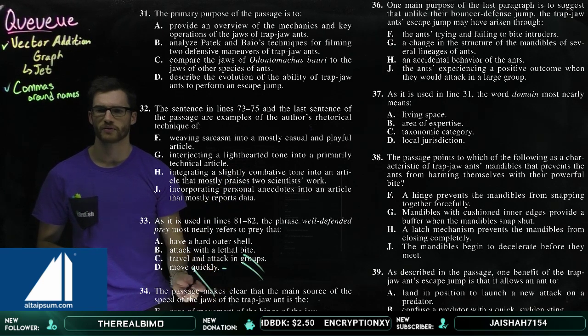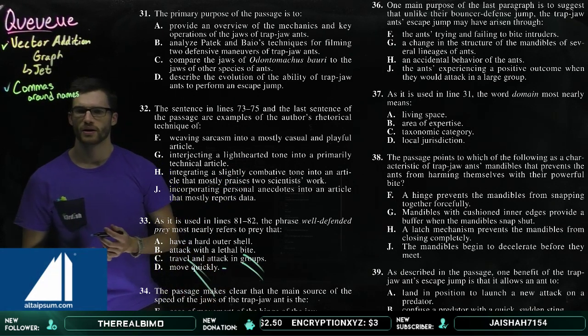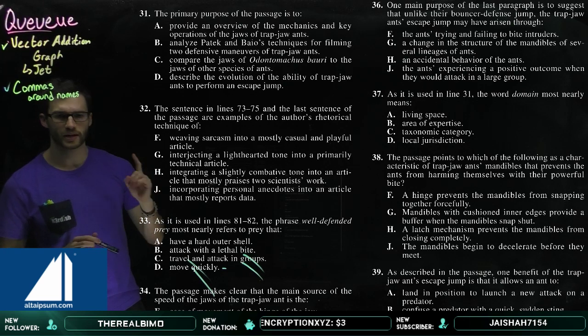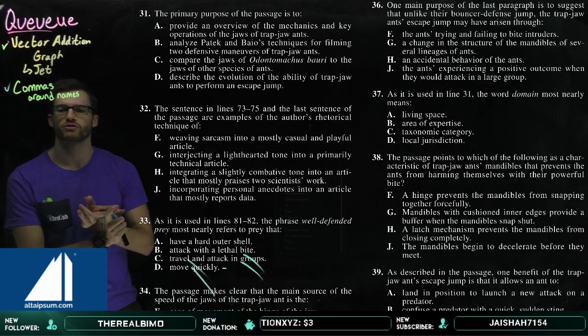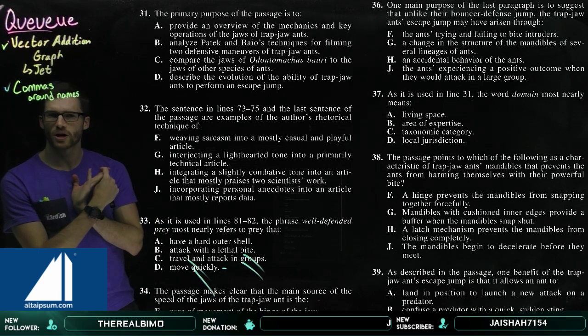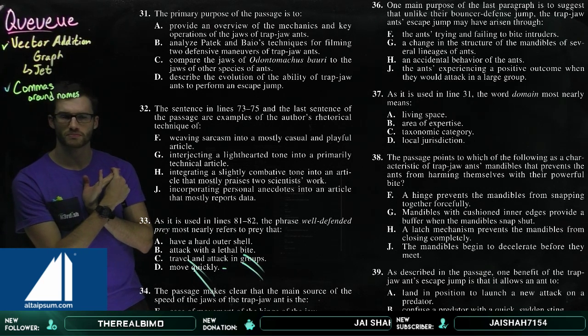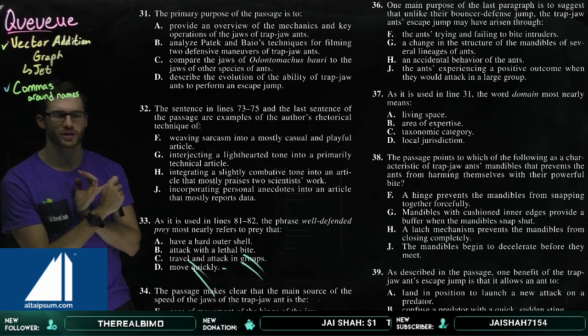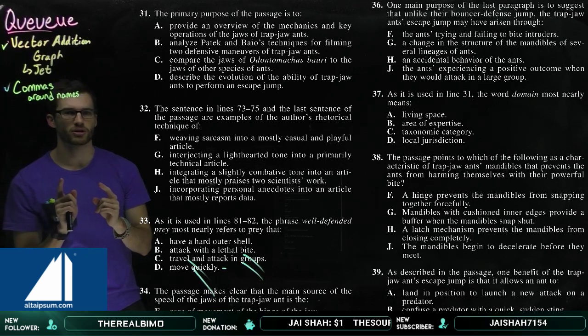And then they move quickly. No, I don't care if they move quickly. Wow, I'm just so bad at that. Okay, so quickly is irrelevant. Traveling in groups is irrelevant. Attack with a lethal bite. Now that's what trapjaw ants do. They have that pretty powerful bite, and then we also have hard outer shell. But they're talking about prey here, not the predator.